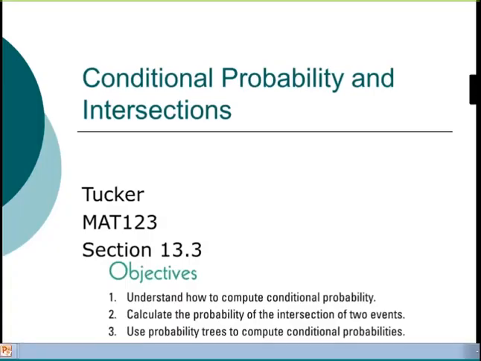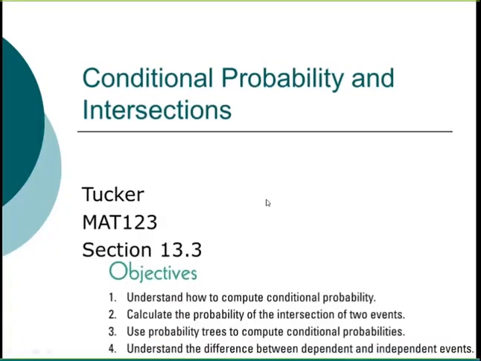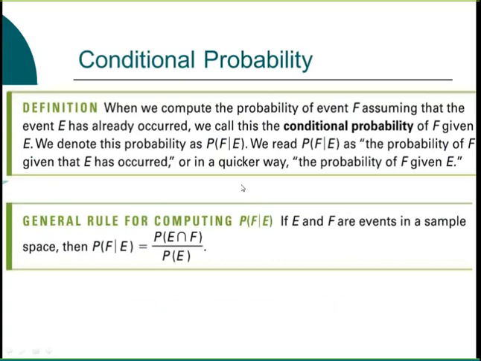All right, class, in this lesson we're going to take a look at conditional probability and intersections. Conditional probability is having to do with when you're given a situation, and you'll notice this bar right here: probability of F, and then the bar means given E. It says the probability of F given that E has actually occurred. The general rule is this formula here, and you're looking for the intersection of E and F divided by the probability of E alone. It is important what order these come in.